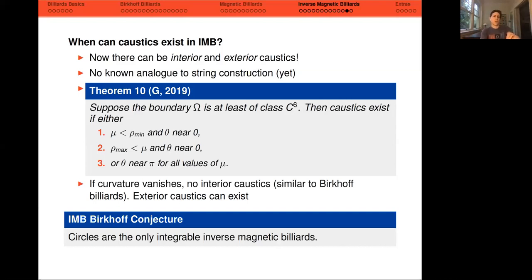One thing that's different here is that if the curvature of the boundary vanishes, then there are going to be no interior caustics. So this is something that's different from magnetic billiards, but the same as Birkhoff billiards. It is still possible for exterior caustics to exist, but those are a little bit harder to get a handle on. And just like before with magnetic billiards and Birkhoff billiards, there's a similar conjecture that says that circles are the only integrable inverse magnetic billiards.